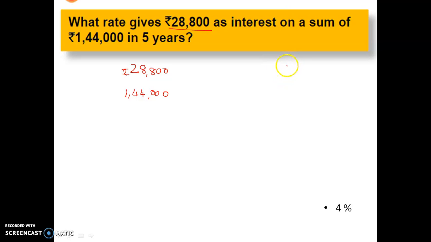What are the words we have learned? Principal, interest, rate, time, then amount. Among all these 5 words, which one will be listed for these two numbers? Then 5 years, of course, 5 years is time, so this you will identify easily. Now you have to find what rate. So I have to find rate, so I cannot have these be R. The R I have to find.